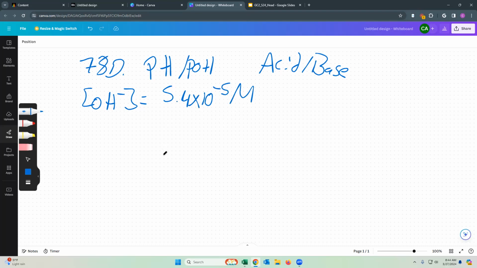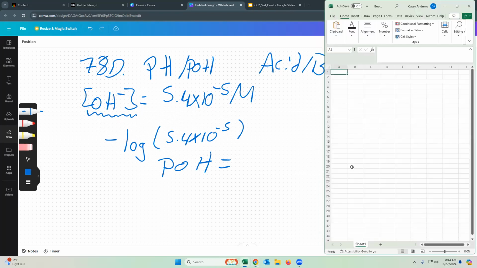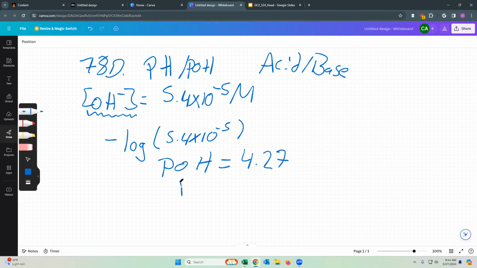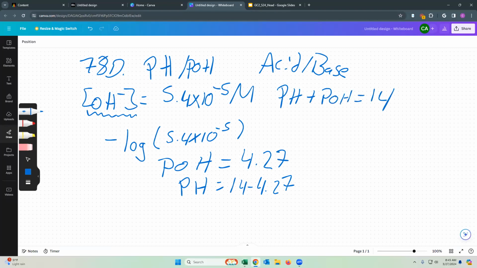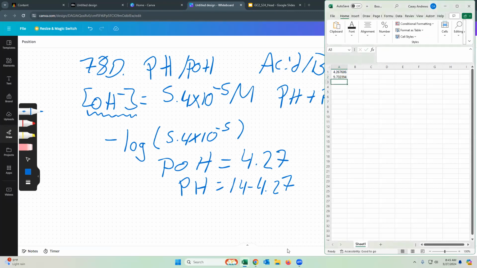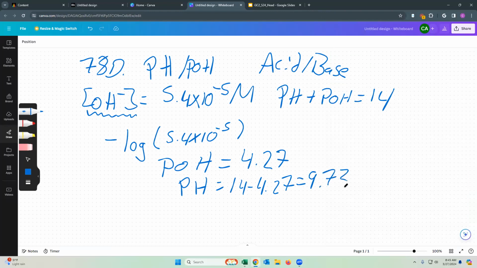Now, the reason why I want to bring up 78D is I want you to be careful to know what you're calculating. Here, if I do minus log of this concentration, what I'm actually calculating is a pOH. So if we do that calculation, minus log 5.4 times 10 to the minus 5, pOH is 4.27, which means pH is 14 minus 4.27. Remember, pH plus pOH equals 14. So we do 14 minus that, 9.73. Our pH is 9.73. So our pH is above 7, so this is a basic solution.